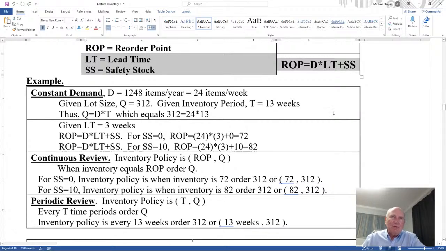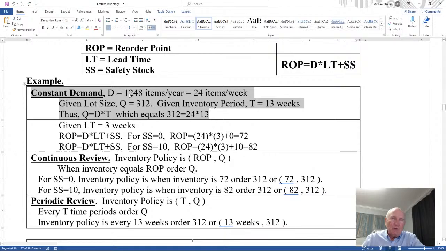Okay, let's do the example. I copy this from above. Demand is 1,248 items a year, 24 items a week. The lot size is 312, inventory period is 13 weeks. With Q equals DT, it's 312 equals 24 times 13. So I copied that from above.